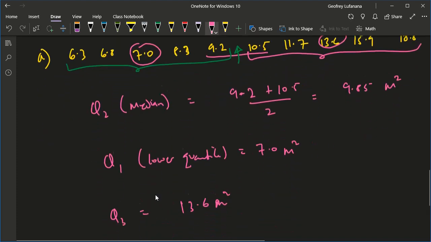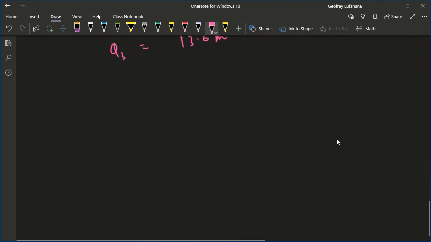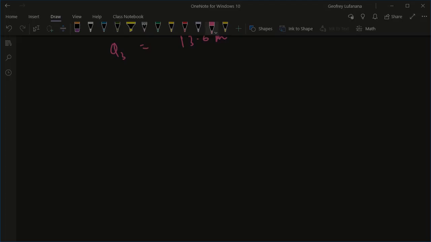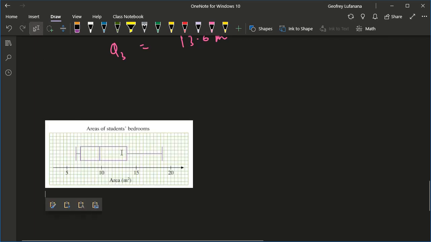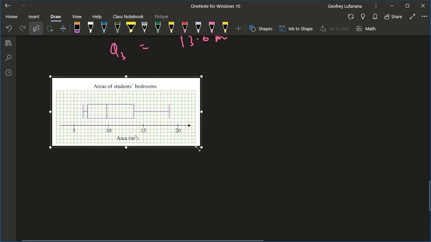For plotting the graph, I have the graph already pre-plotted. It's about using your minimum, your maximum, and the three quartiles. And because a box plot is an accurate diagram, we plot it on graph paper. So the box plot would look like this.